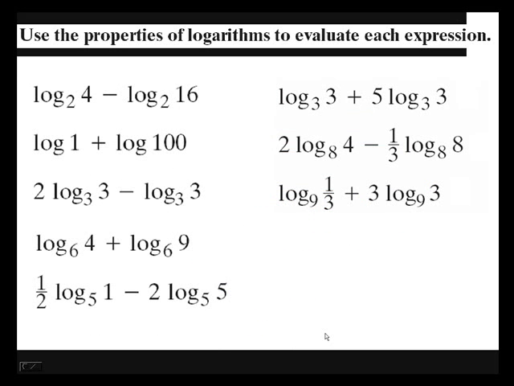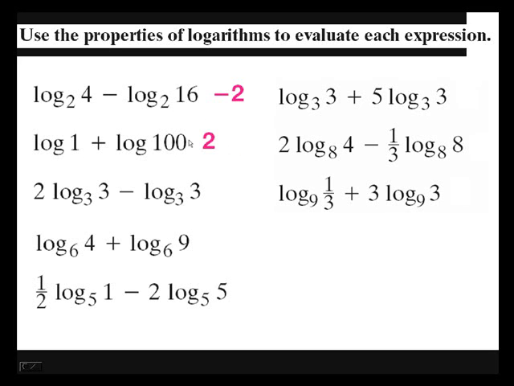We're going to evaluate these. So sometimes we put them together, sometimes we do them separately, but in the end we try to get one number. So log base 2 of 4. 2 to the what is 4? Well, that's 2. 2 to the what is 16? Well, that's 4. And 2 minus 4 is negative 2.